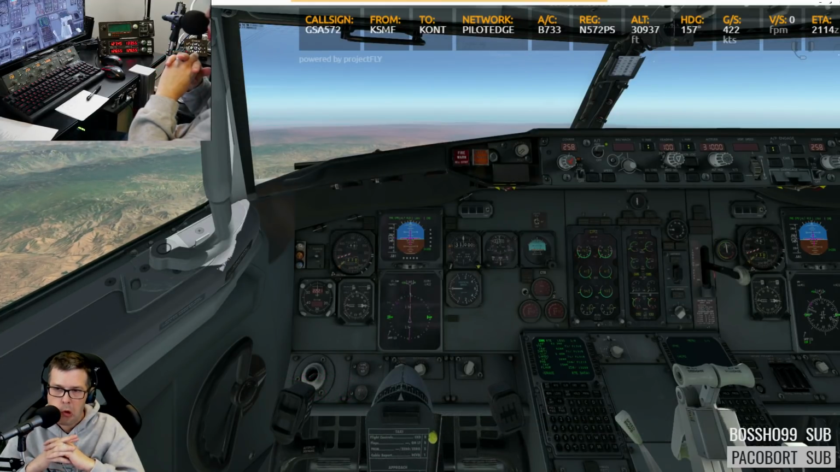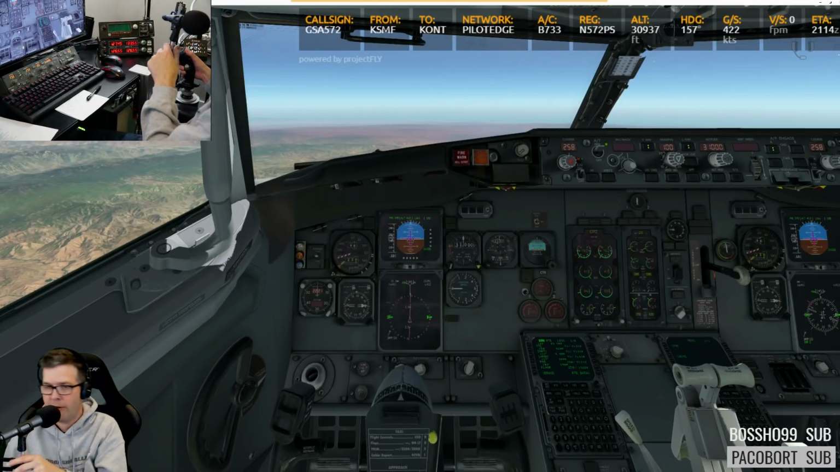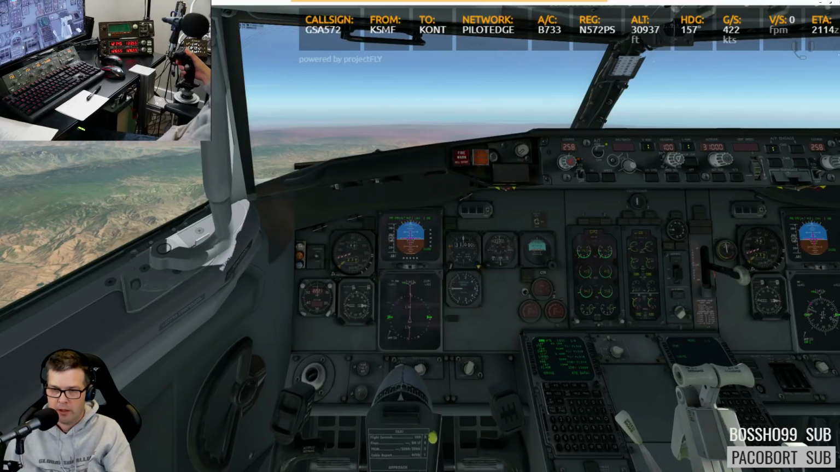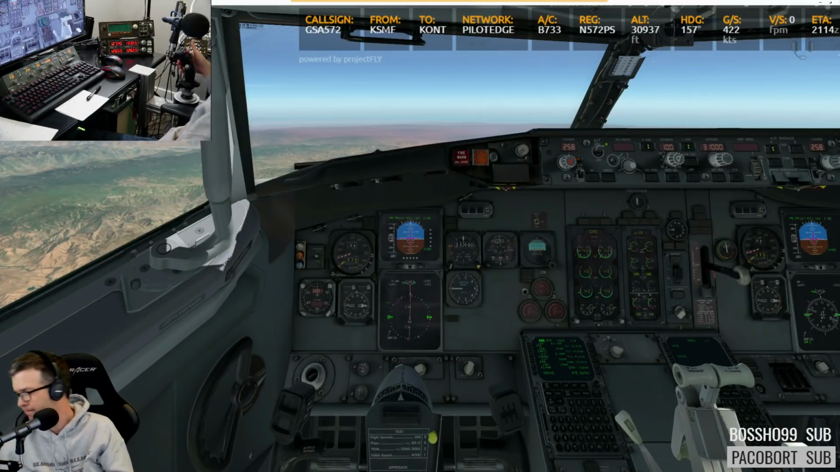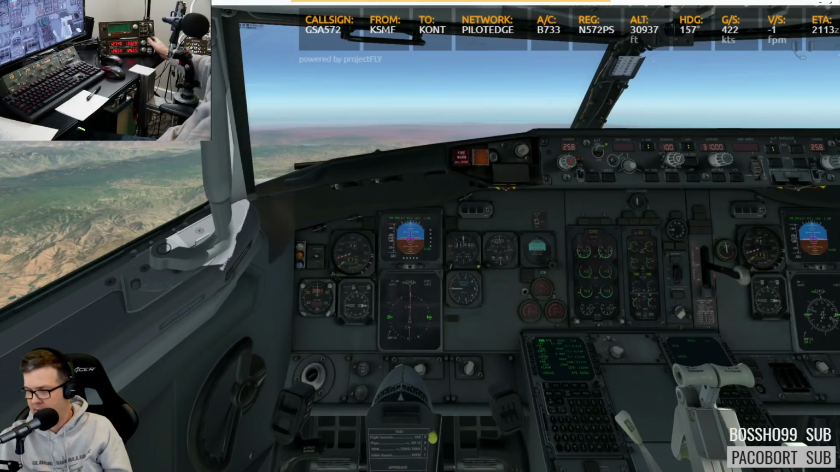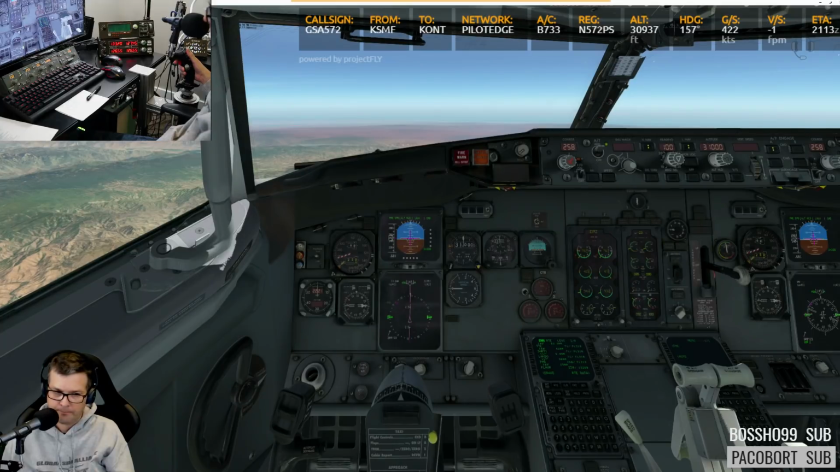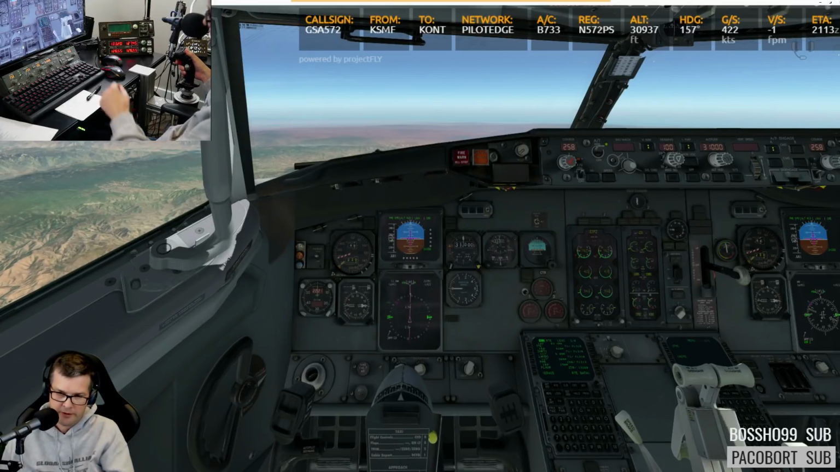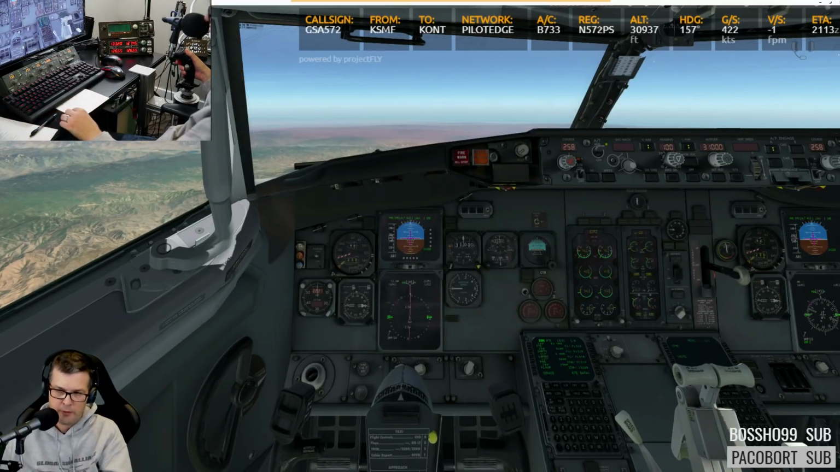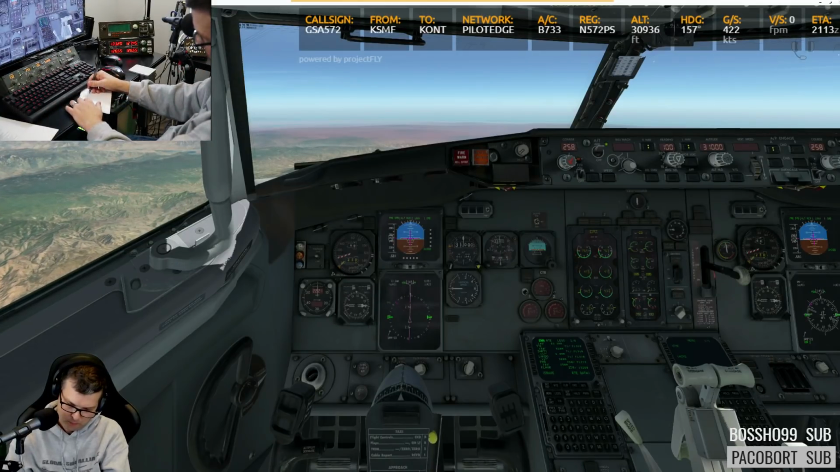Yeah. Global 572, contact LA Center 133.2. 133.20. Global 572. Good day. I guess they split high center. Los Angeles Center, Global 572, flight level 310. Global 572, Los Angeles Center, roger.